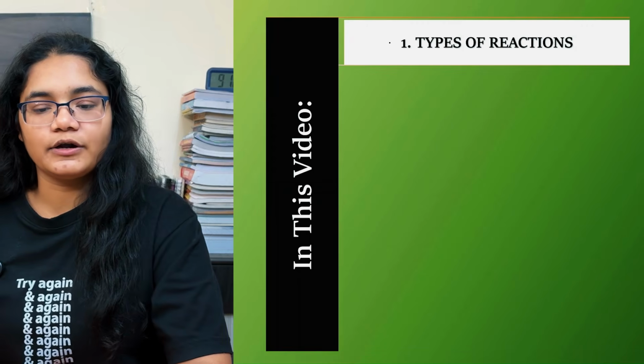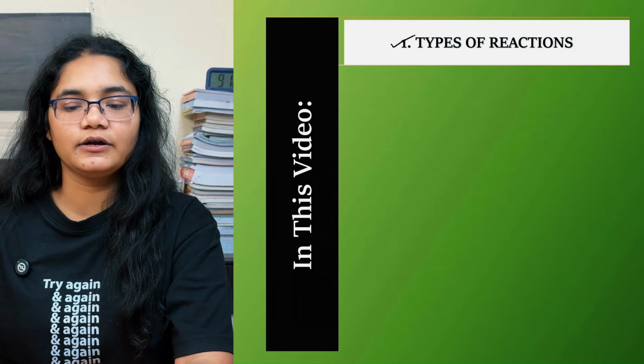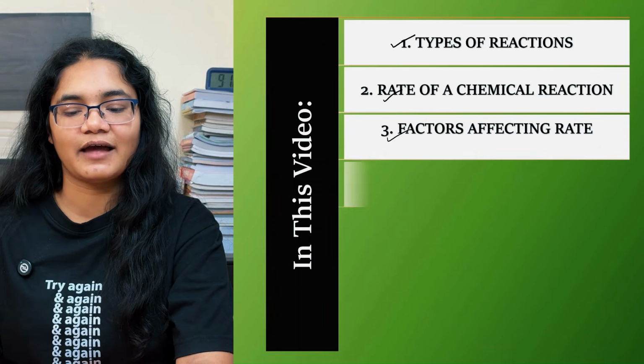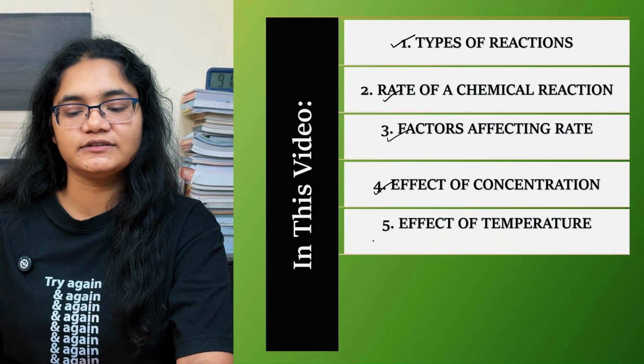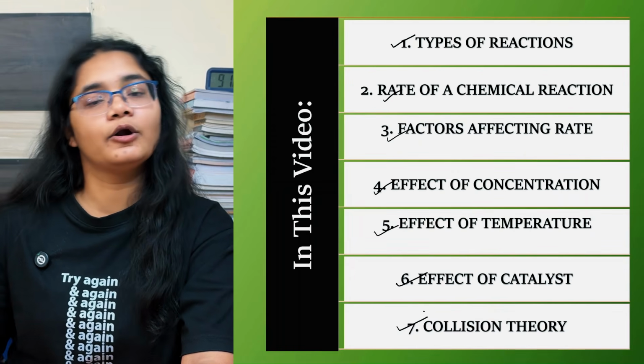So the first very important topic is the types of reaction. Yes, the first important topic is type of reactions. Then we'll talk about the rate of a chemical reaction, factors affecting the rate, effect of concentration, effect of temperature, effect of catalyst, and lastly we'll talk about collision theory.